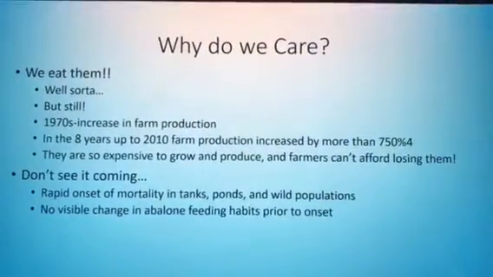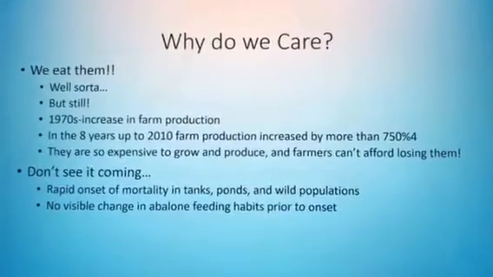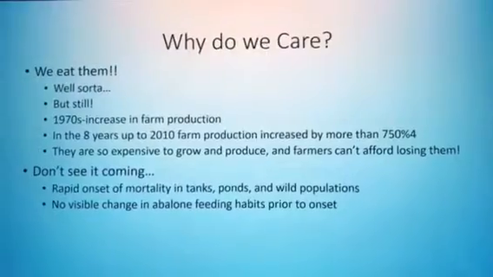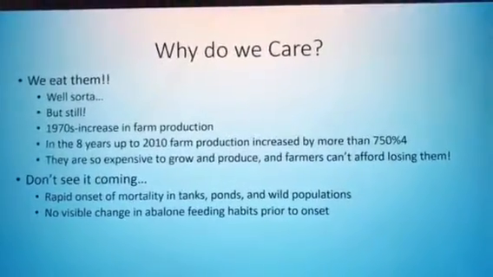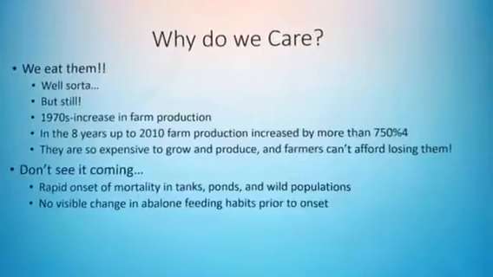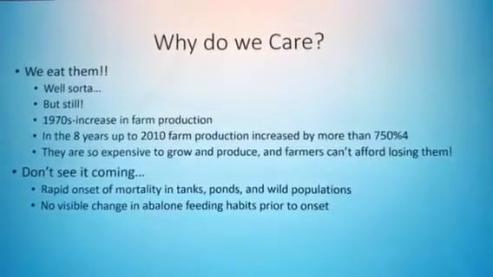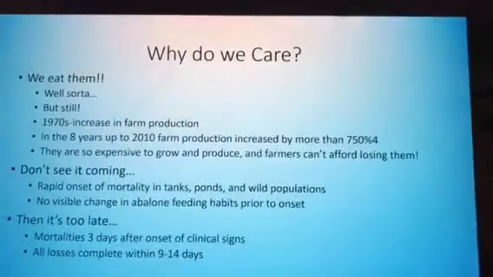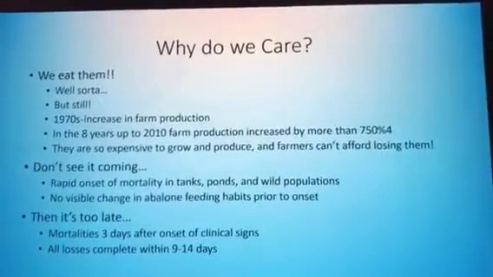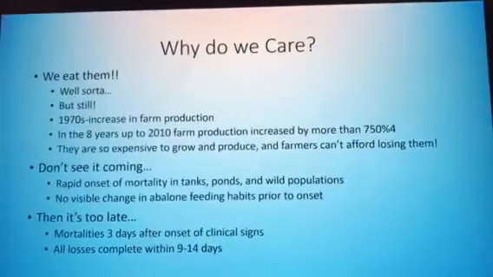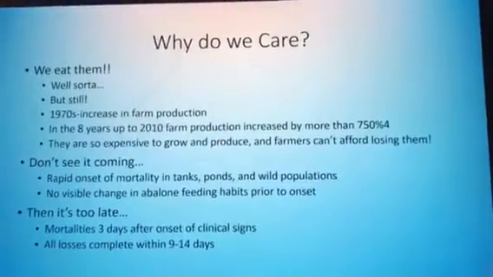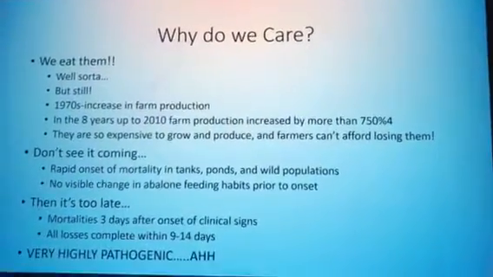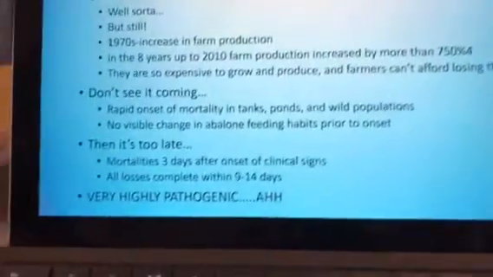Another scary thing about the disease is that farmers don't really see it coming. There is such a rapid onset of mortality, and it happens in tanks, ponds, wild populations, fisheries, basically everywhere. And there is no visible change in the abalone in their feeding habits prior to the onset. Then it's too late. There are mortalities within 3 days after the onset of clinical signs, and within 9 to 14 days, there is 100% loss. And it is very highly pathogenic.